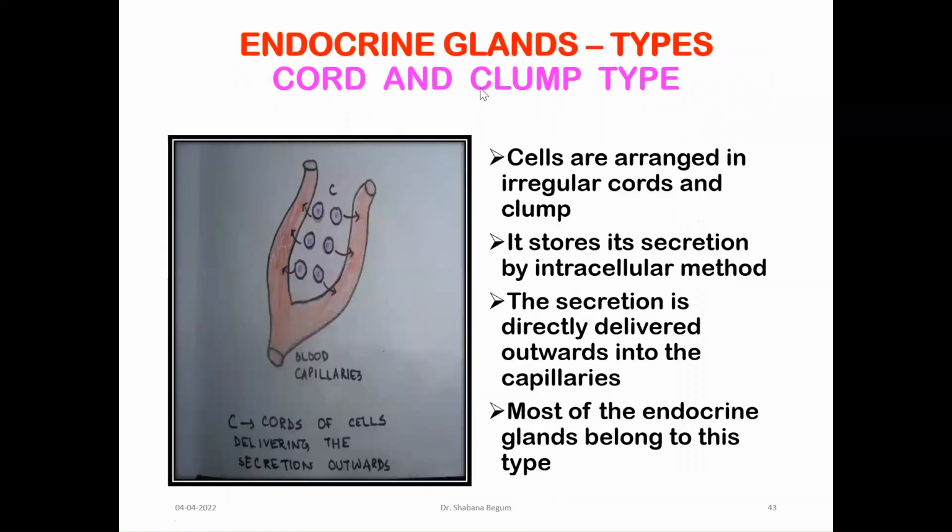In the cord and clump variety, the cells are arranged in the form of irregular cords and clumps, that is in clusters, and the secretion is stored within the cells, that is intracellularly, and when the body requires these hormones, the secretions are delivered directly into the bloodstream. Most of the endocrine glands belong to this variety.